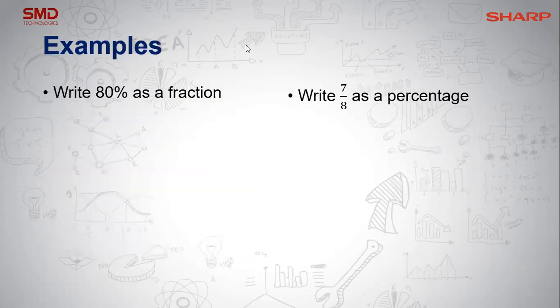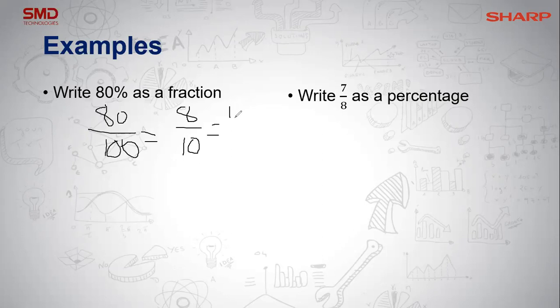Alrighty, then here's some more examples. Write 80% as a fraction. We know that we are going to divide 80 by 100, and then we are going to simplify it. The easiest thing that we can see is multiples of 10, so we can divide both by 10. So we're going to have 8 over 10. And then again, we can divide by 2. So 8 divided by 2 is 4, and 10 divided by 2 is 5.